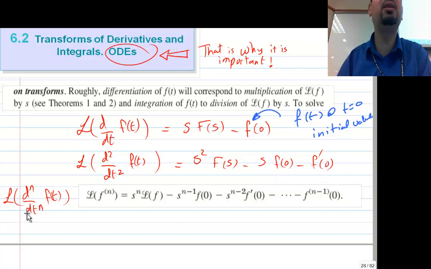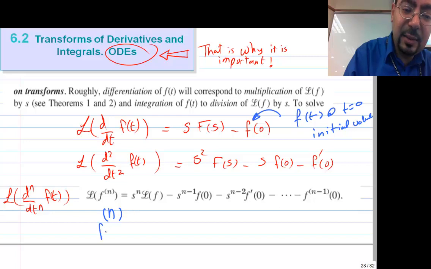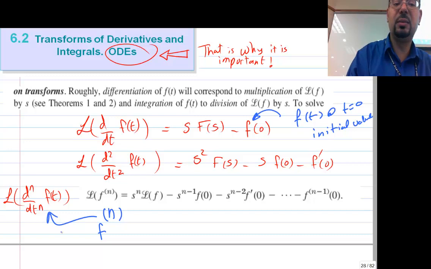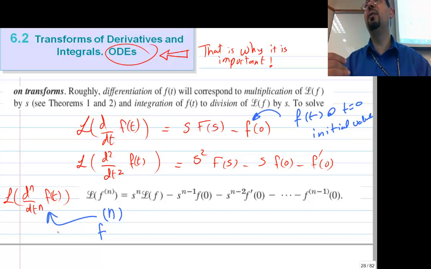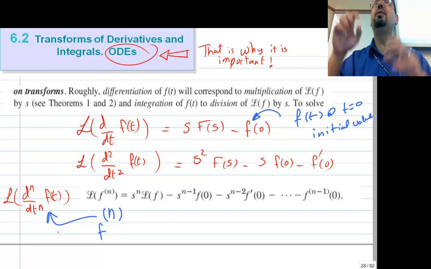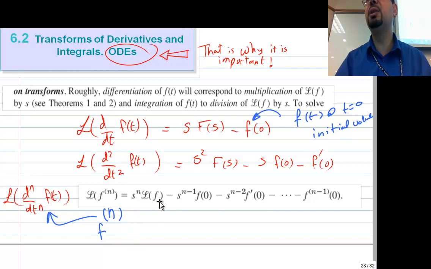And in general, it doesn't matter what the order of the derivative is. Even if you have the 10th derivative, it's simply f^(n), any derivative. So this n between brackets doesn't mean f to the power n. It means the nth derivative of f. As if we needed more confusion. But anyway, they decided to call the nth derivative basically n between brackets. That's fine. So it's simply s^n times the Laplace of f.